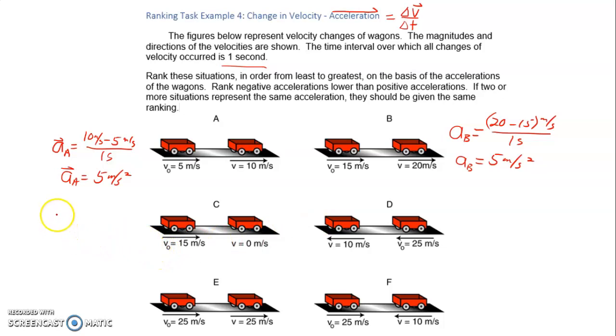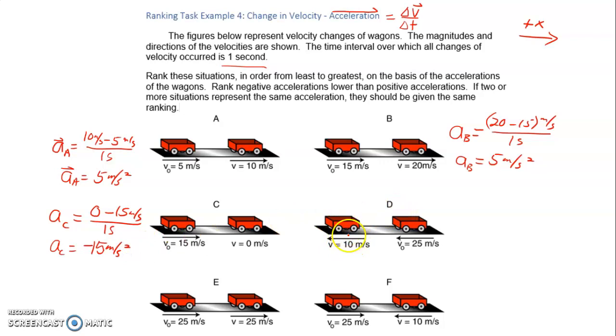In case C, we have 0 as the final velocity minus 15. Okay, so it's a negative 15. I should say that we are using the positive direction as to the right. So we said this was positive, positive, positive, positive, positive. All of those values were to the right and positive. So here, this one was moving to the right but slowing down, and it has a negative acceleration.